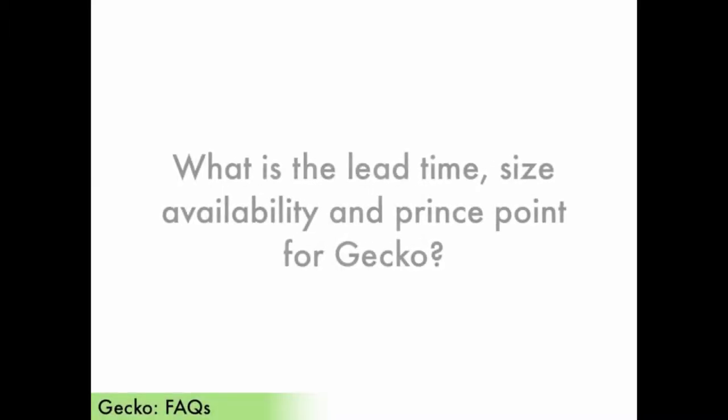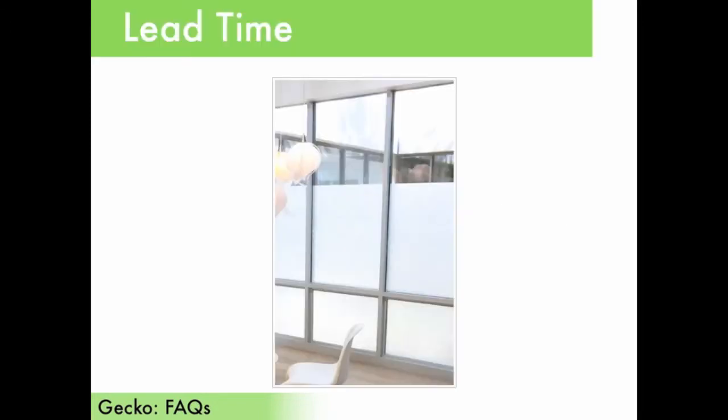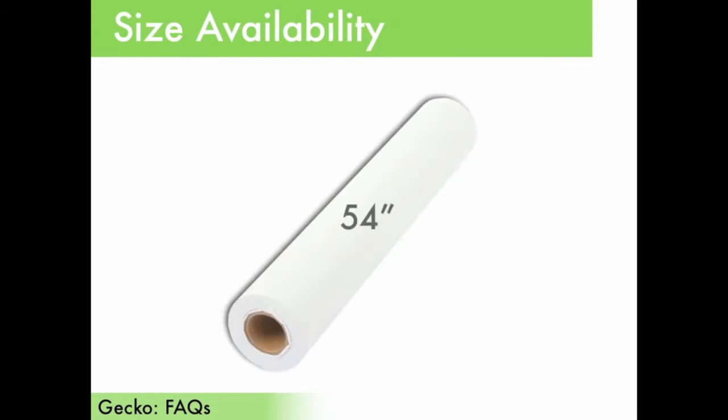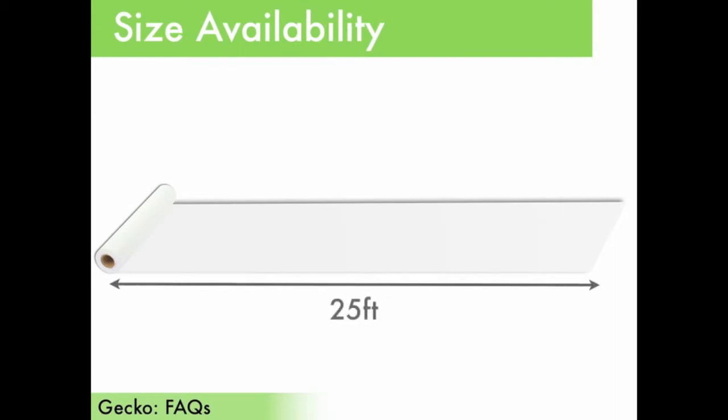What is the lead time, size availability, and price point for Gecko? The standard production lead time for Gecko starts at 1 to 2 weeks. When it comes to size availability, Gecko is 54 inches wide and is sold per linear foot, up to 25 feet long in one piece. Be aware that customers may ask if Gecko is available in strips wider than 54 inches. The answer to this question is no. 54 inches is the widest size available.